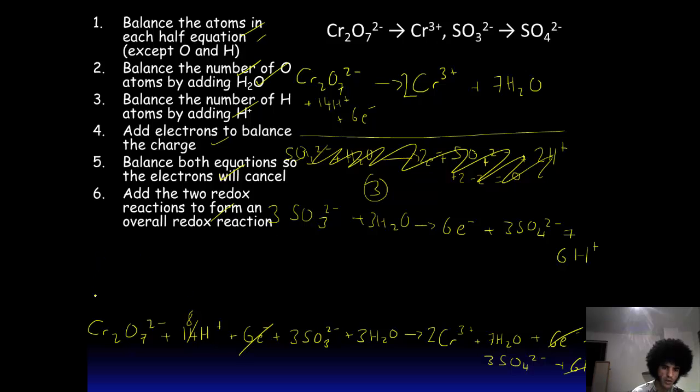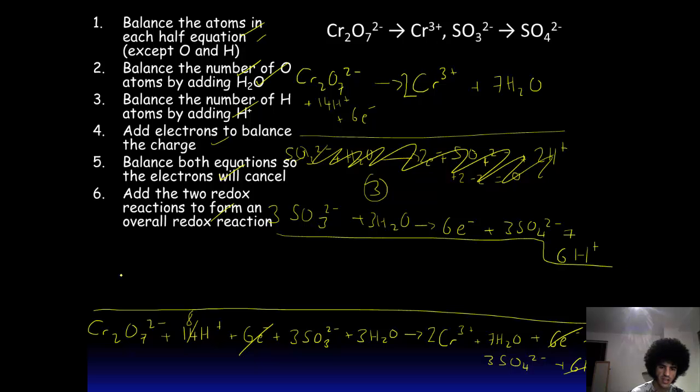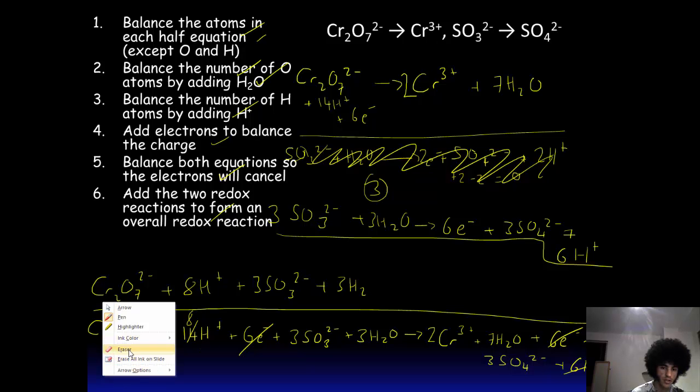So rewriting it out without all that chaff, I'm just going to put a line there and a line there. I'm going to rewrite it out in this space, okay? So it's Cr2O7 2 minus plus 8H plus, 3SO3 2 minus plus 3H2. Oh, the waters were also balanced, so I can actually get rid of those two. So let me just get my eraser.